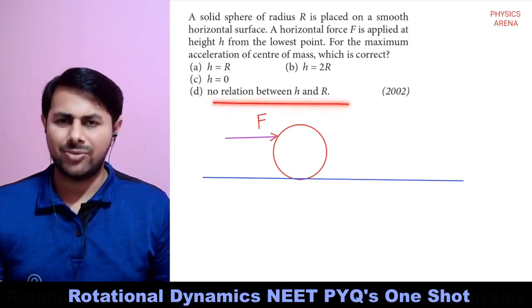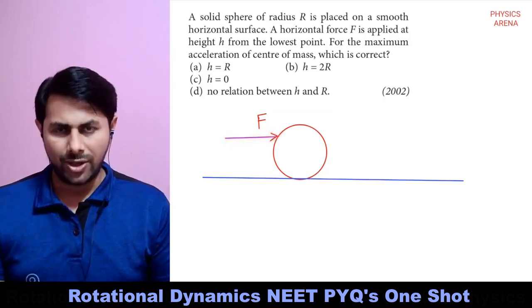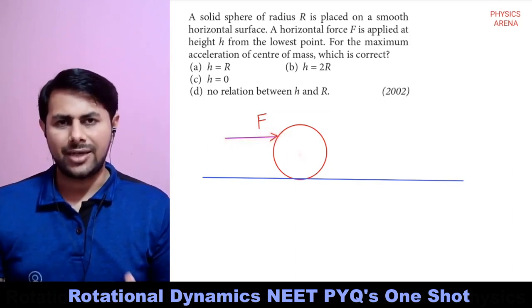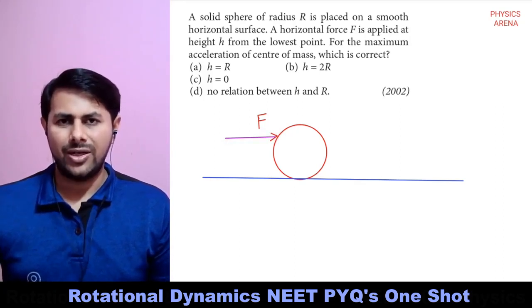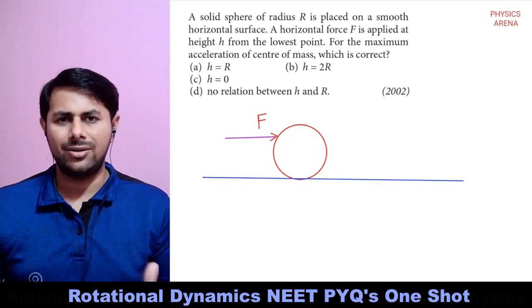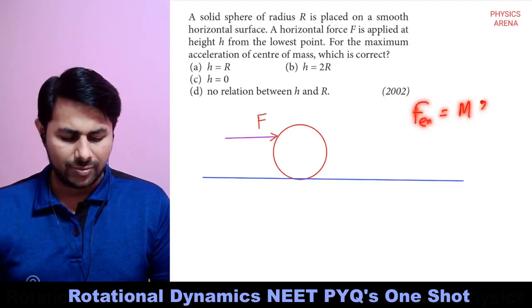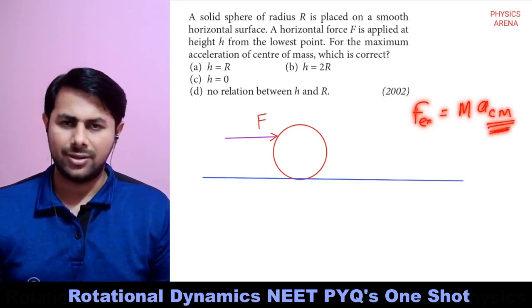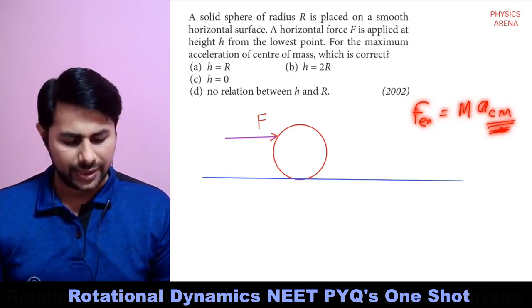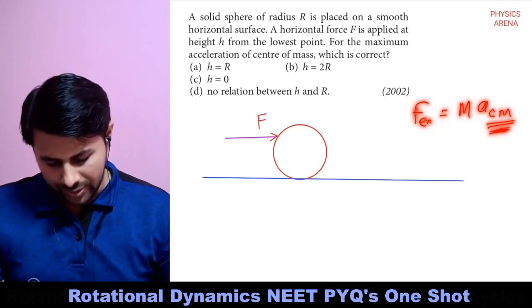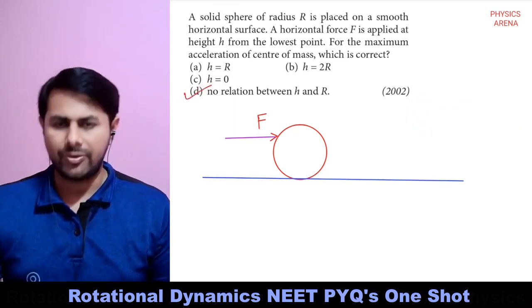There is no relation between h and r, because the external force will act as if it is acting on the center of mass, because the external force is equal to the mass of the body multiplied by the acceleration of the center of mass. So it doesn't matter at which point this external force is acting. So the answer is option D. No relation between h and r.